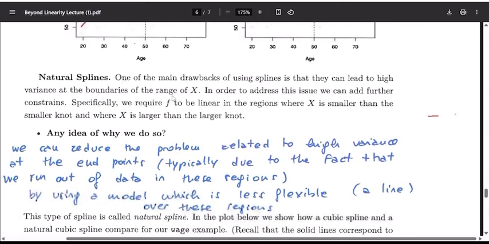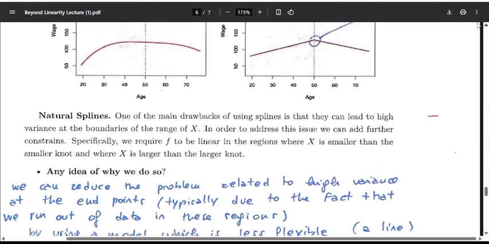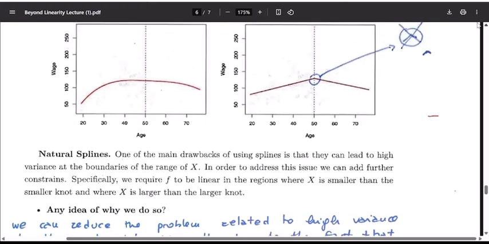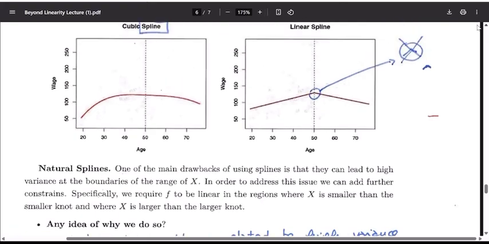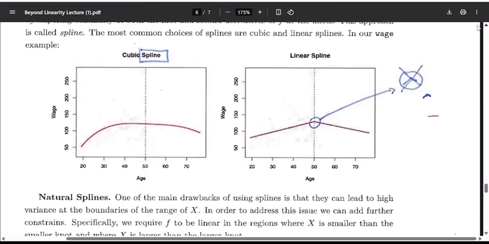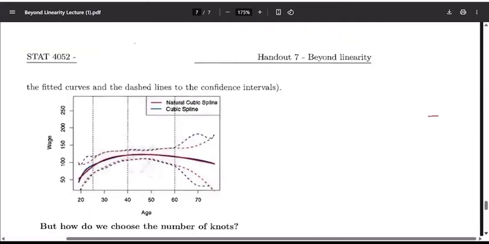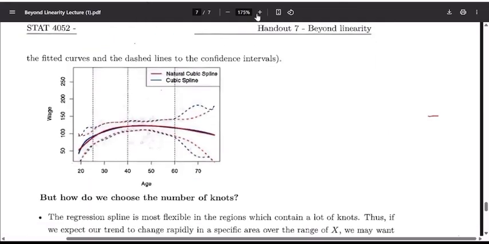Okay, for the natural spline, I said one of the main drawbacks of using splines is that they can lead to high variance at the boundary range of x. In order to address this issue, we can add a further constraint, and that very constraint we are adding is to set the second derivative to 0. Now, if you want to see what is the difference, okay, I'm going to show you something now.